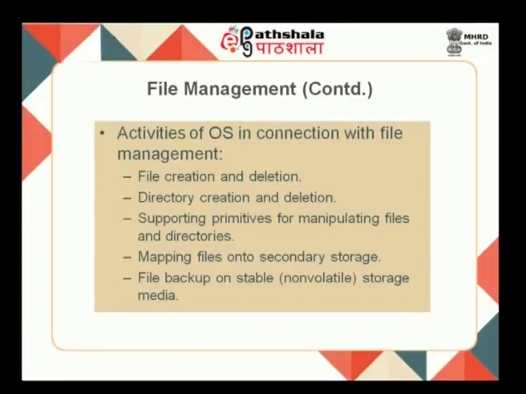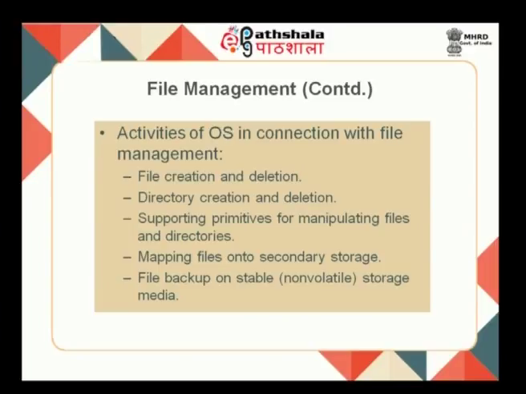When you look at the functionalities of an operating system with respect to files, creation and deletion of a file is done by the operating system, and very similarly creation and deletion of directories are done by the operating system. Then you have different primitives for manipulating files and directories, like reading from a file, writing into a file, and so on. So, a number of operations can be done on a file, and all these are supported by the operating system.